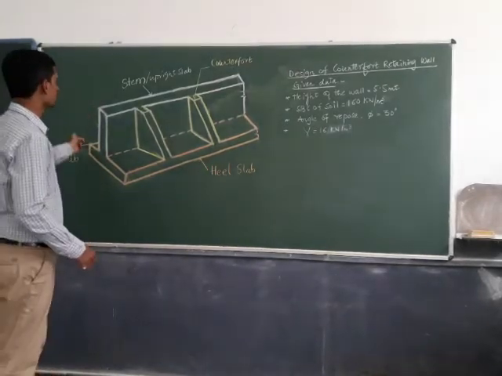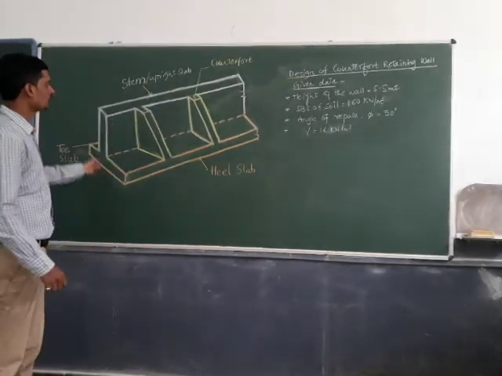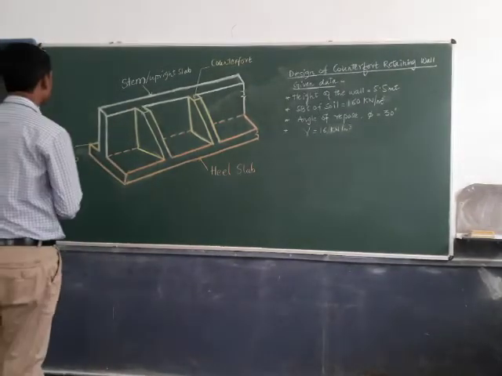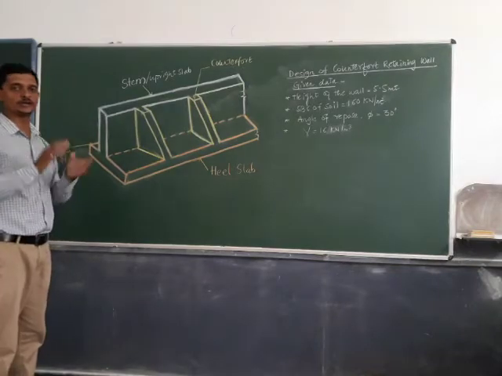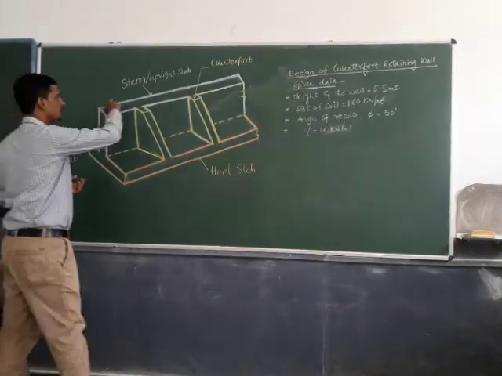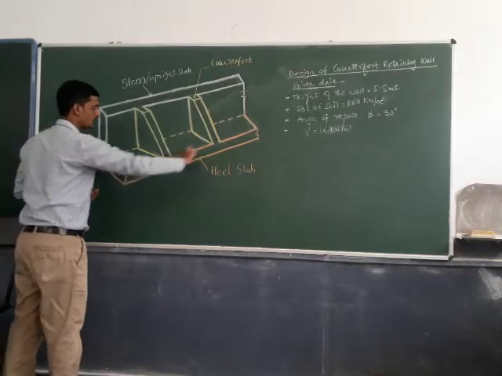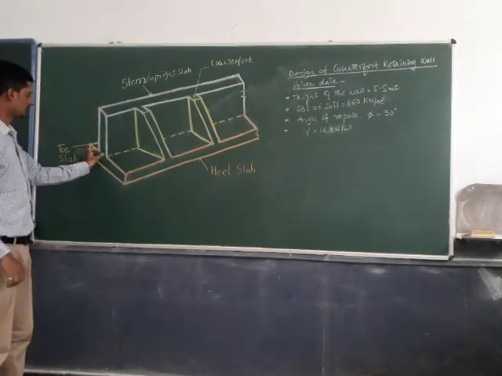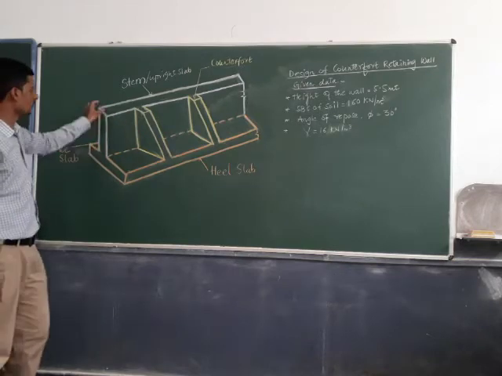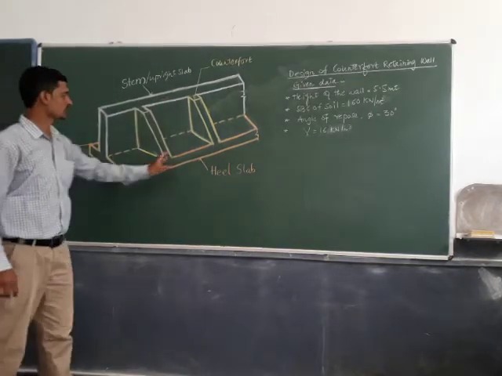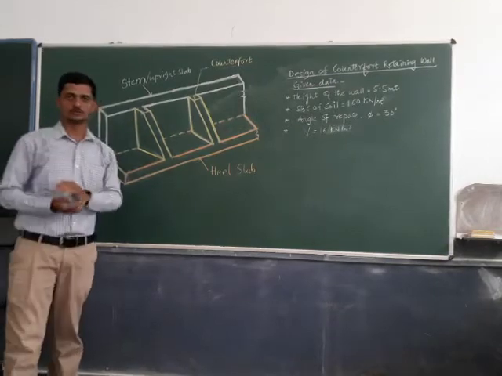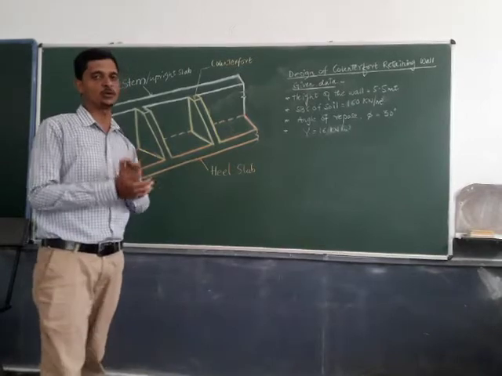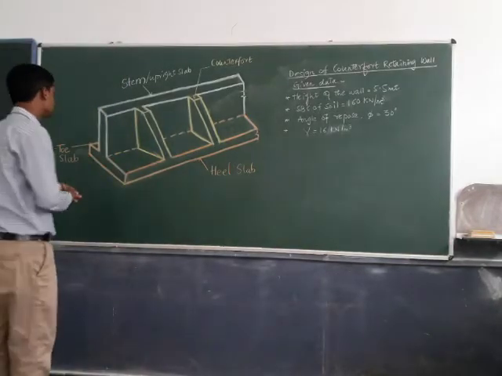Here you can see the 3D view of the counterfort retaining wall. Basically, it divides into three components: the vertical part, the horizontal part, and the inclined part. That's why I have used different colors: this is white, this is orange, and this is yellow. So these are the three basic components we need to design for the counterfort retaining wall.